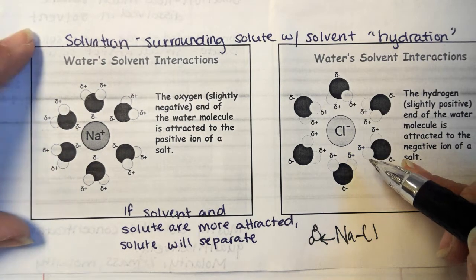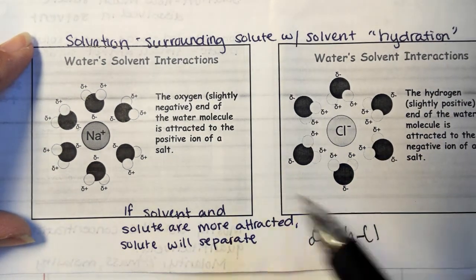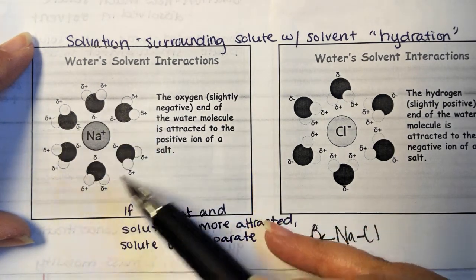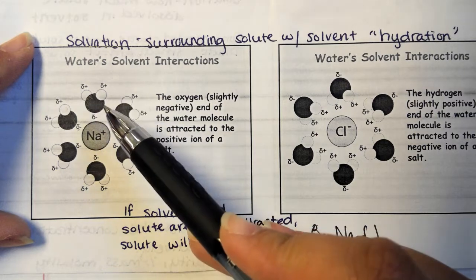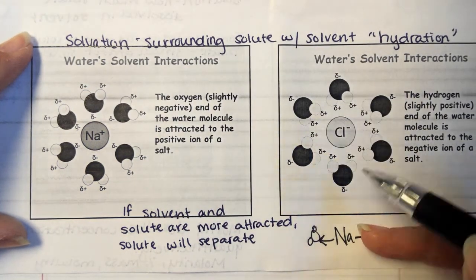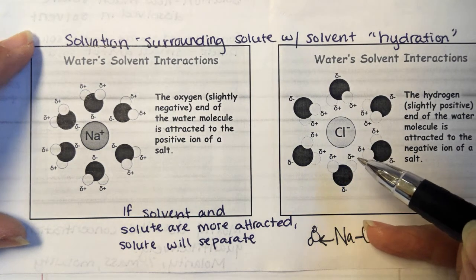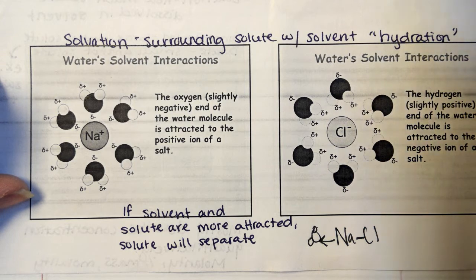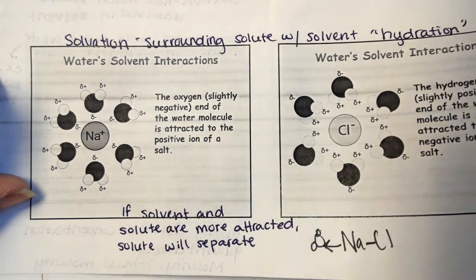So solvation basically is shown in these two pictures, okay? The positive charge of sodium is going to be surrounded by the partially negative or slightly negative end of oxygen in water, and then the negative chlorine is going to be surrounded by the partially positive end, hydrogen, within water. And so that is solvation, or what we would call hydration. When we hydrate something, water is surrounding each individual particle within that solution.